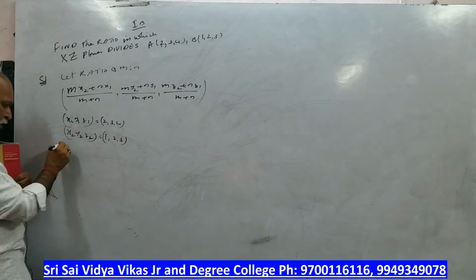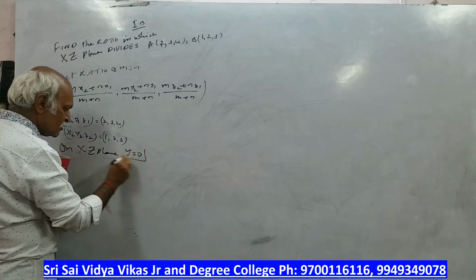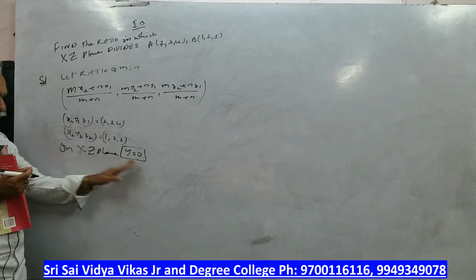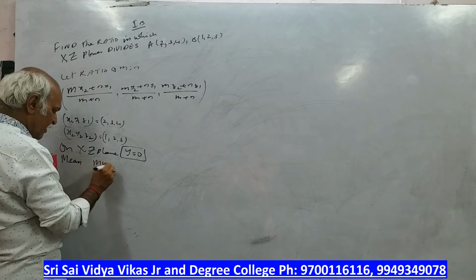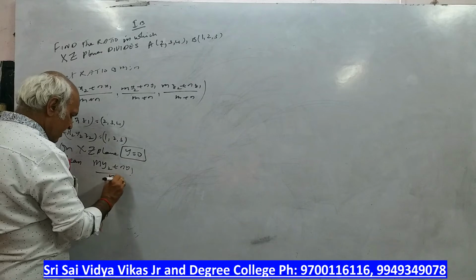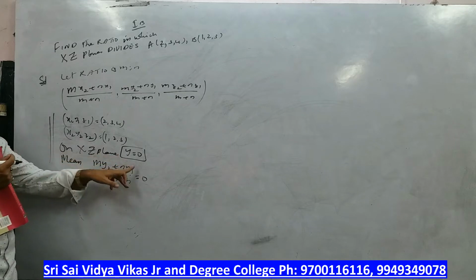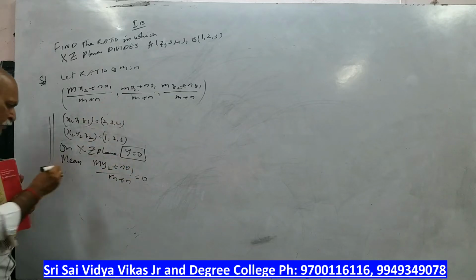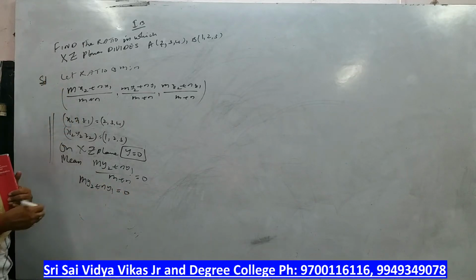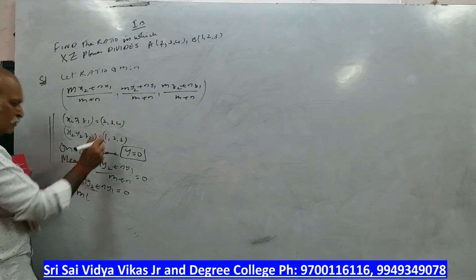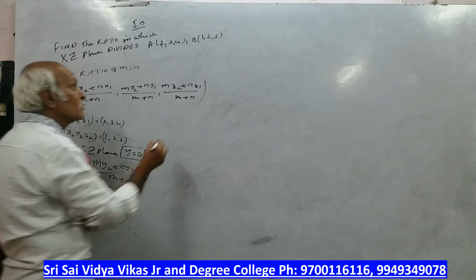Now, very, very important. On the xz plane, which one will be 0? Y will be 0. Y is equal to 0, means (my2 plus ny1) by (m plus n) is equal to 0. So the y coordinate will be 0, which means my2 plus ny1 is equal to 0. We do not know the m value, but what is the y2 value? 2m plus n into y1 value 3 is equal to 0.